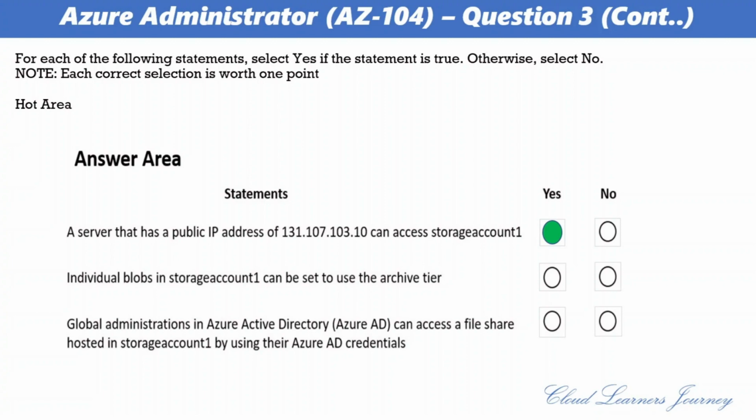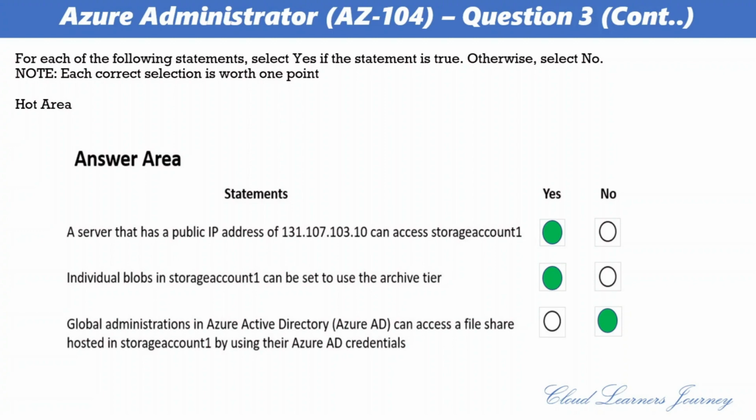Second statement, individual blobs in Storage Account 1 can be set to use the archive tier. And the correct option is yes. Individual blobs can be set to the archive tier as per the screenshot that has been provided. Third statement, global administrators in Azure Active Directory can access a file share hosted in Storage Account 1 by using their Azure AD credentials. And the correct option is no.